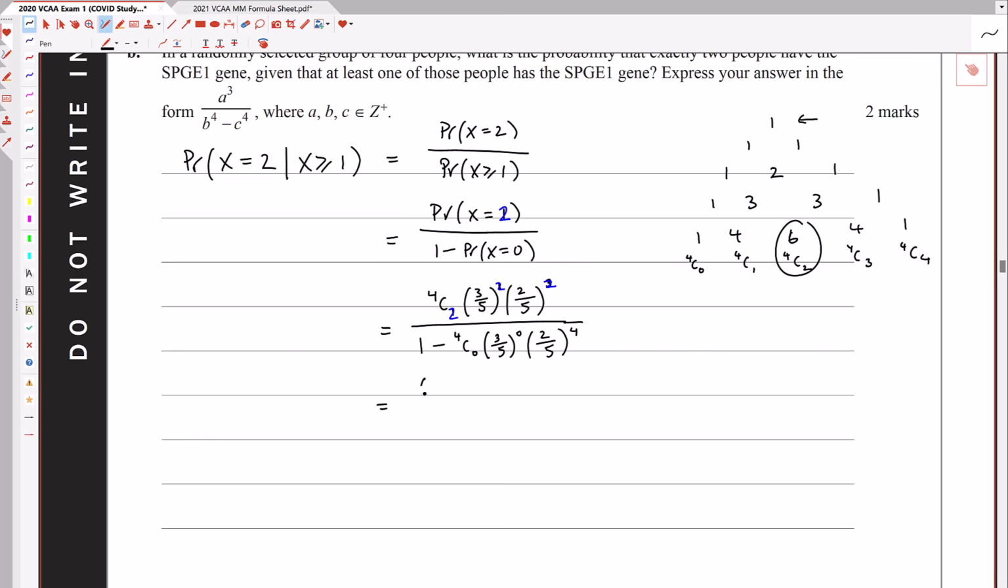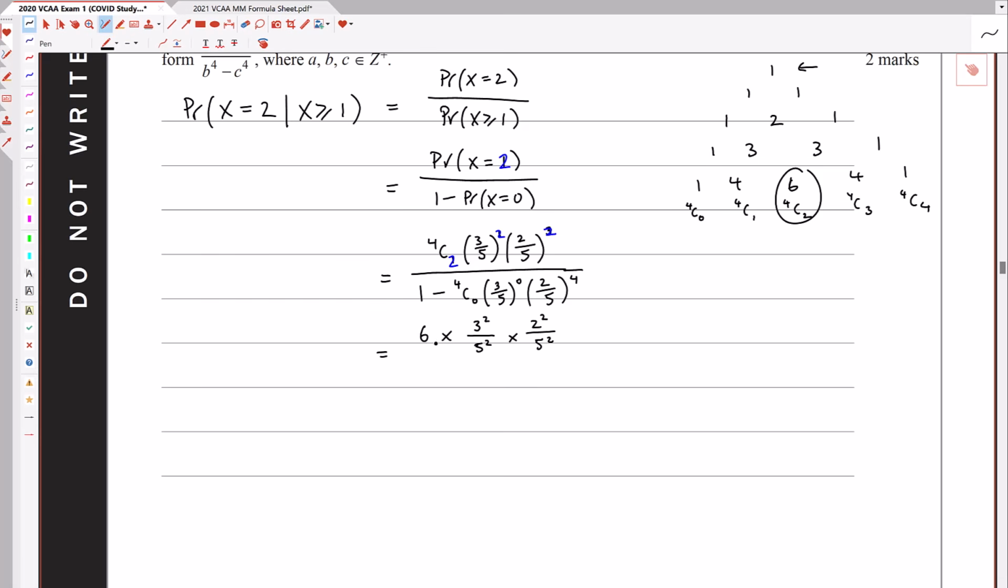Okay, so on the numerator, I've got 6 times, and I'm going to leave this as 3 squared on 5 squared times 2 squared on 5 squared. And then we've got over 1 minus, now 4 choose 0 is 1, 3/5 to the power of 0 is 1. And so we've just got 2 to the power of 4 over 5 to the power of 4.